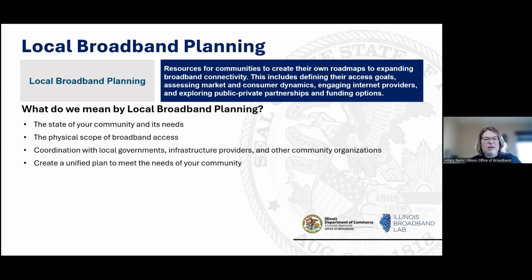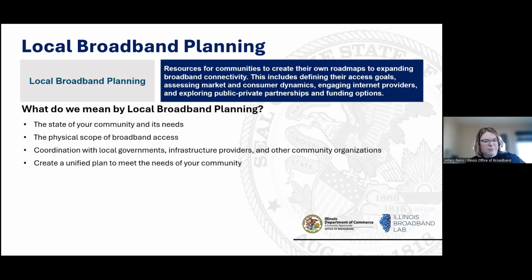So this is specifically resources for communities to create their own roadmaps to expanding broadband connectivity. This is access goals, assessing market and consumer dynamics, et cetera, et cetera. Private and public partnerships are a big one there. Essentially, we say that every county, every region in Illinois is its own region. It has its own needs, and that's going to be different everywhere you go, right? So we would like to see some of these local plans. How do you get started without a plan?